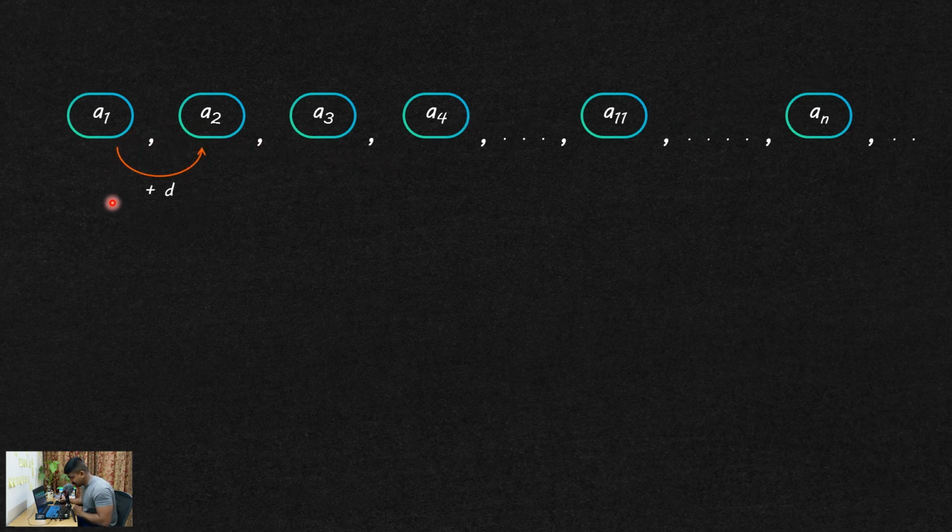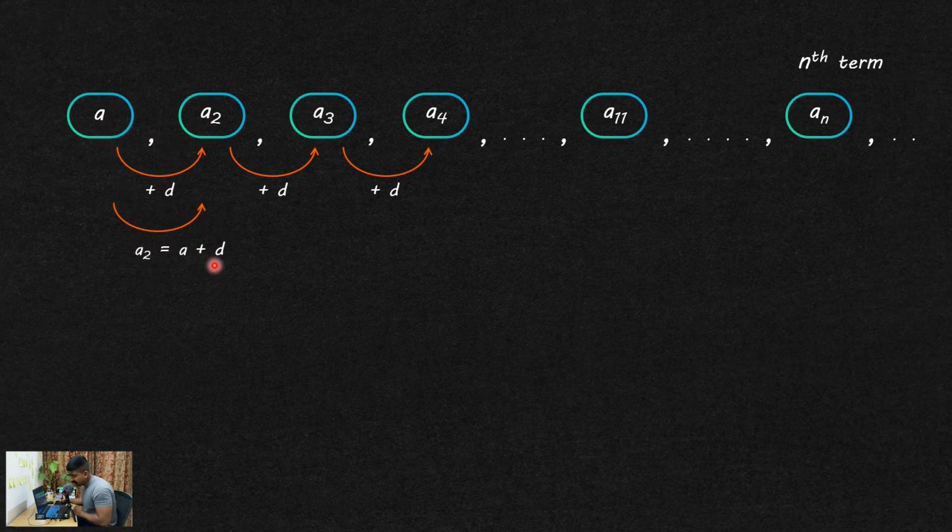This arrow is plus D. It indicates that if you add D to A1, you'll get A2. Similarly, if you add D to A2, you'll get A3. And if you add D to A3, you'll get A4. Here A1 is the first term, we'll replace it by A, and An is the nth term.